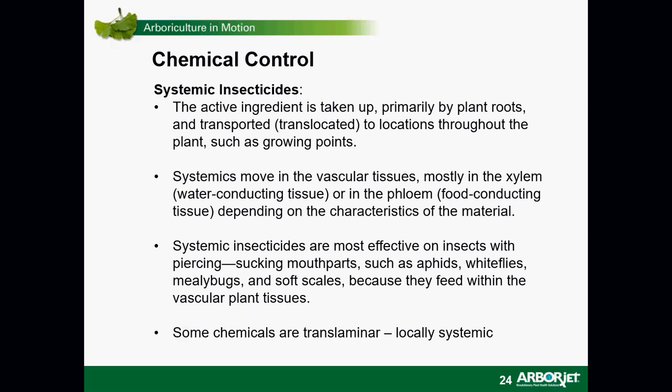Systemics are very effective against piercing, sucking insects, including soft scales, particularly because they feed within the vascular plant tissues. So the chemicals are present in those layers where the insect is drawing plant fluids. Another similar type of systemic are certain products that are referred to as translaminar. This is where it's locally systemic. It's not actually moved within the vascular system. It may move through a few surface layers of cells. And so when the insect feeds in those areas, they may take up some of the product.